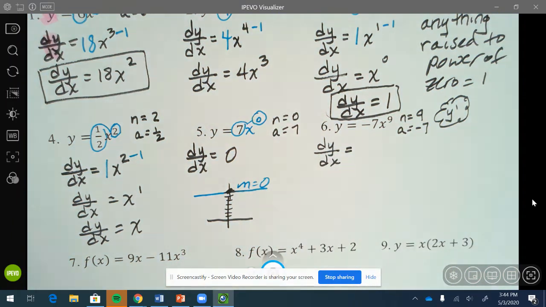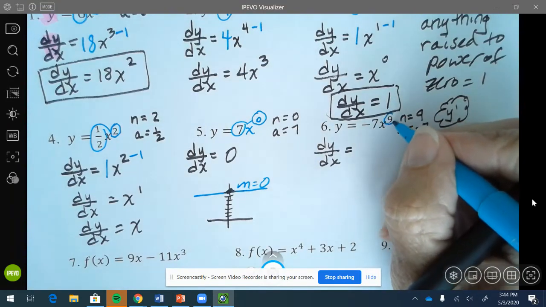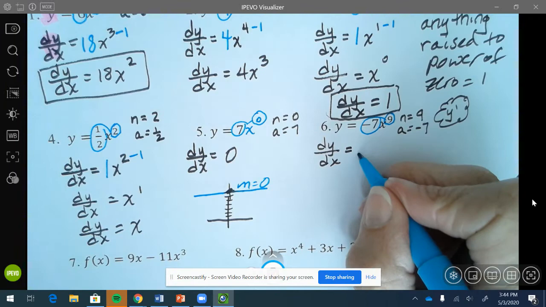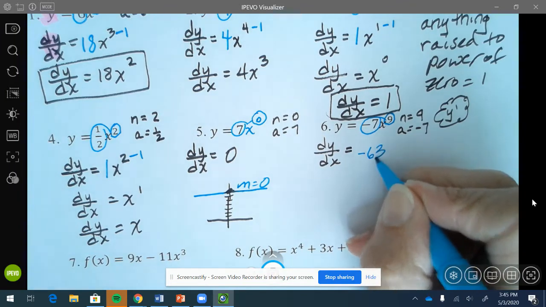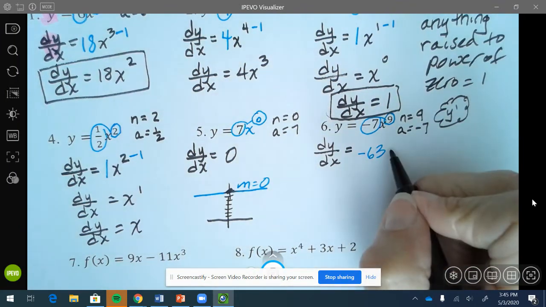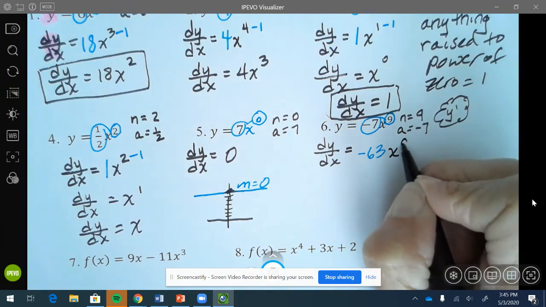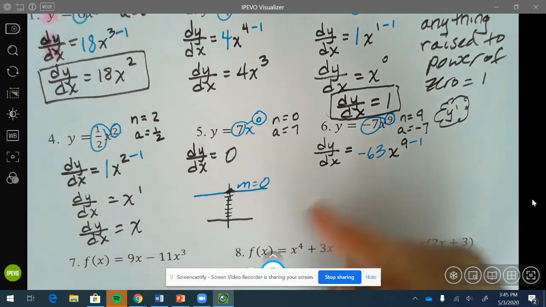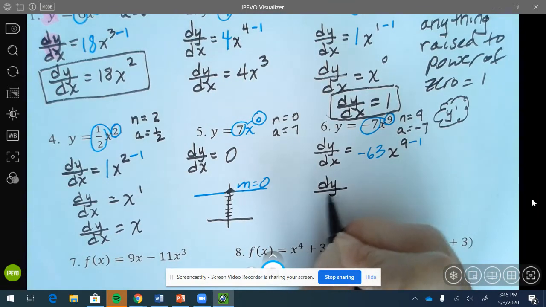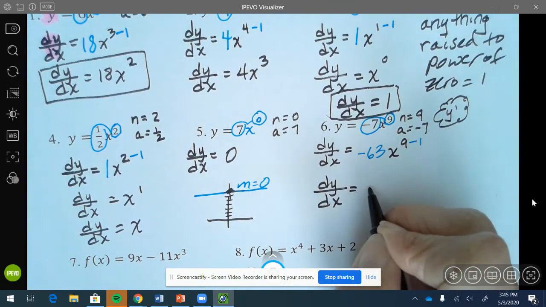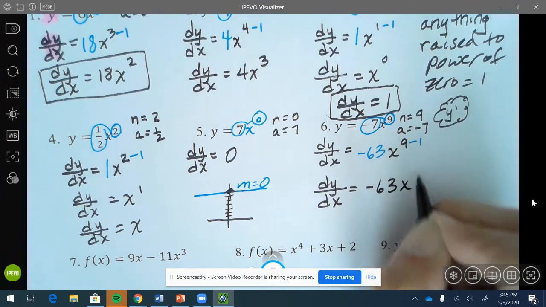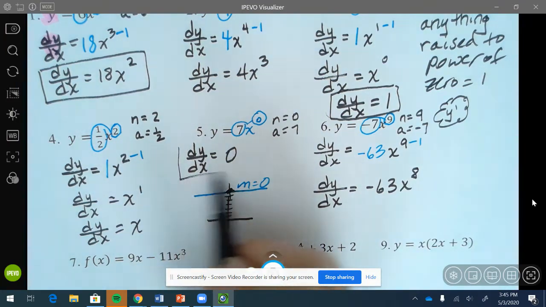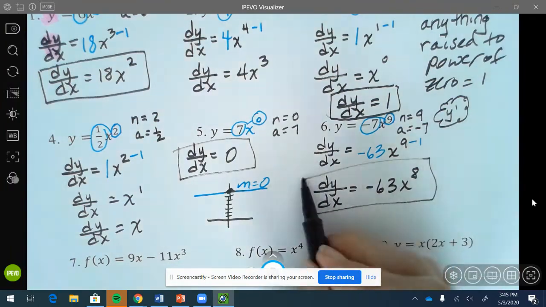So you do the power rule again. 9 times -7 is -63. Your x, of course, stays there. And then you have your original exponent and you subtract 1 from it. So the final answer is d of y over d of x equals -63 x to the power of 8. And that's your answer.